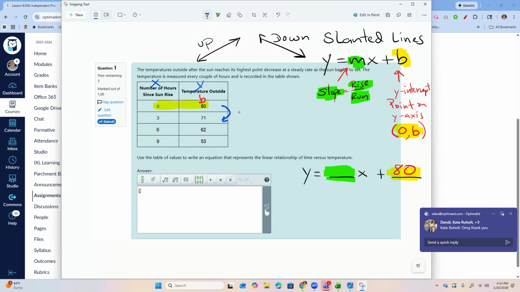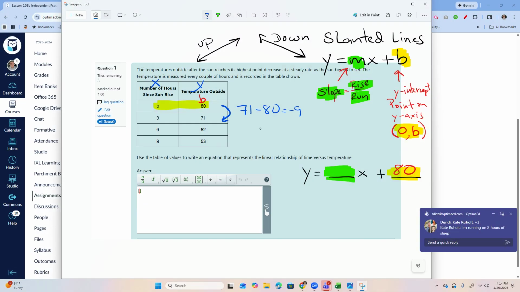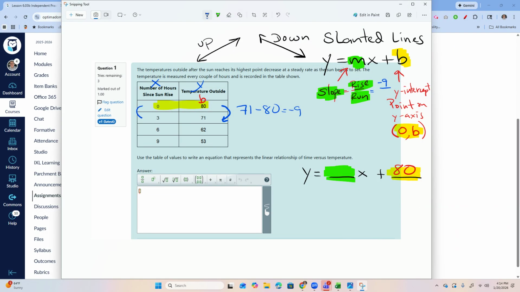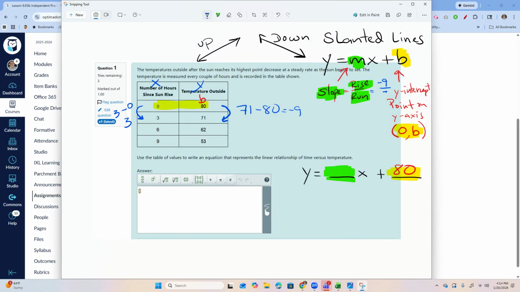So basically what I'm going to do here is 71 minus 80. See, I'm subtracting the two numbers and I get negative 9. Okay, that will be my rise, negative 9 over. Now I'm going to find the run. That's when you're going to work with these two numbers. You're going to do 3 minus 0, and 3 minus 0 is 3. So that means my run is 3.